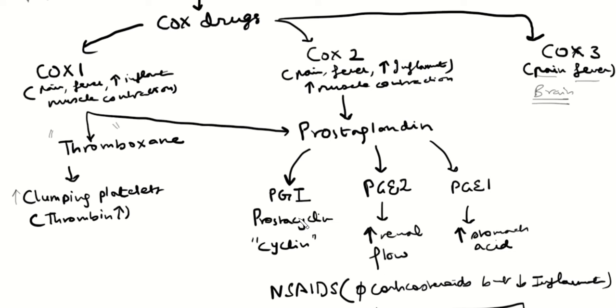That's prostacyclin. Remember, cyclin: it decreases the clumping of the platelets and vasodilates, so it keeps that blood cycling and moving. If you think about it, thromboxane and prostacyclin, or PGI, are opposite to each other. Then you have PGE1 and PGE2. PGE1 increases stomach acid, and PGE2 increases the renal blood flow. So these are some of the big ones.